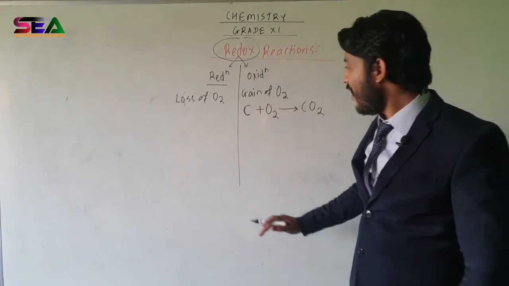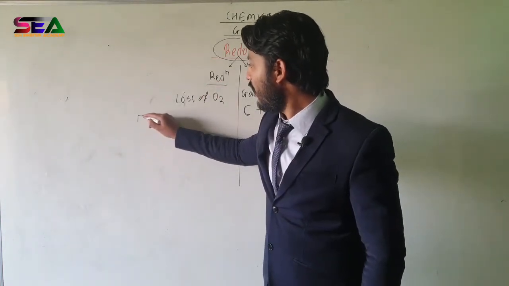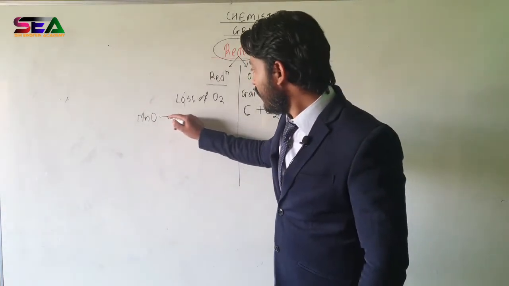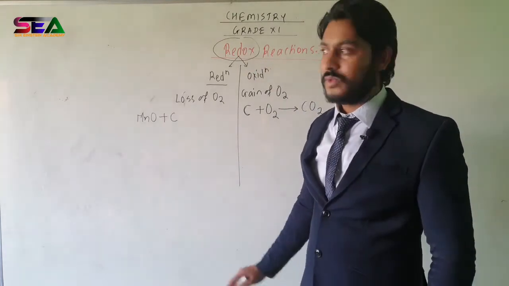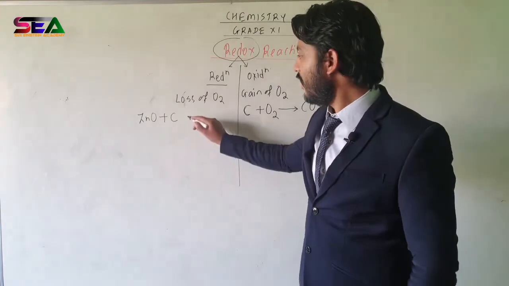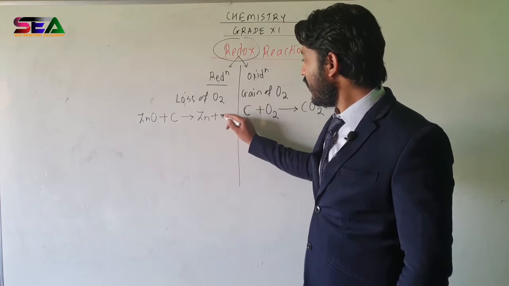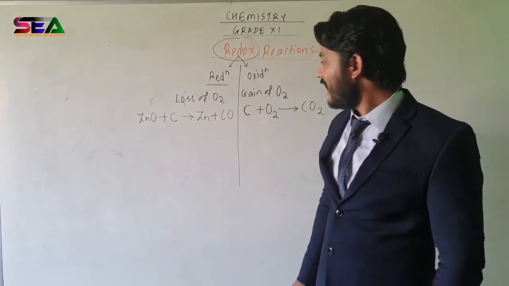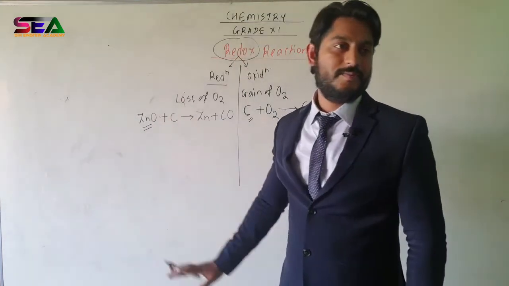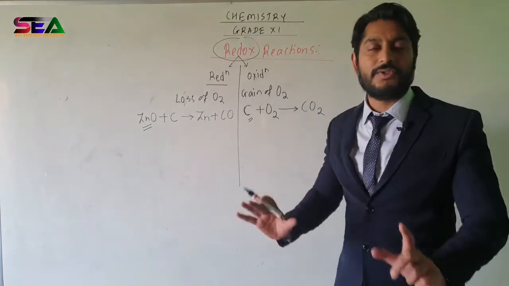Very simple. Now, in the sense of reduction, let's take a familiar practical example of zinc oxide. If I add carbon to ZnO and allow the reaction, I will simply get Zn plus CO. Here I can say carbon is oxidized and ZnO is reduced. This was the simplest concept from which we started learning redox reaction.